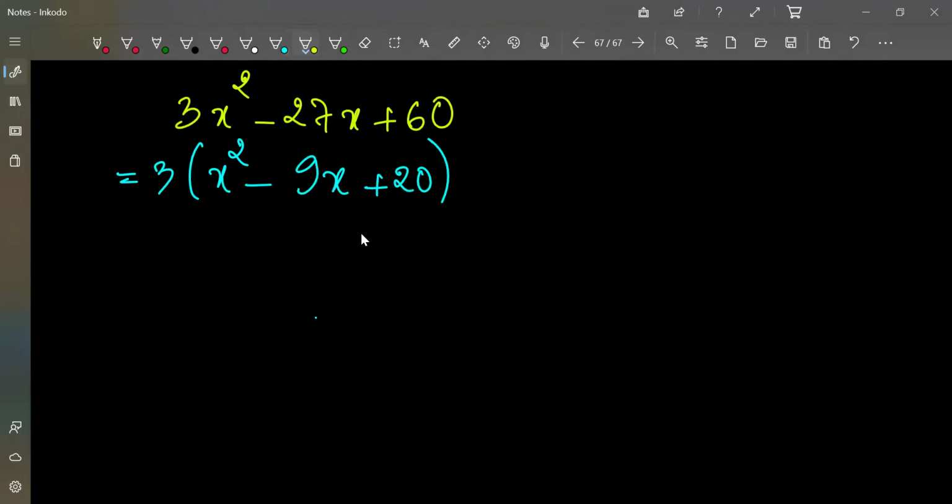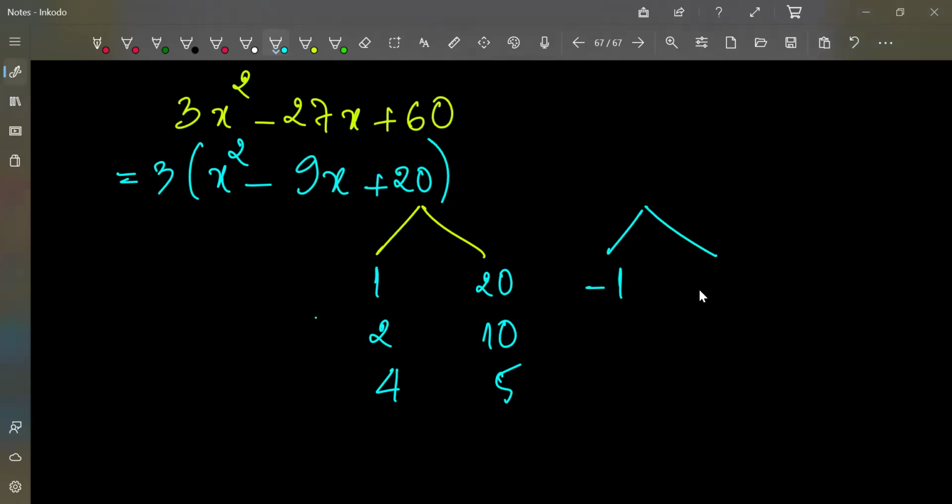After that, you need to find two numbers that multiply to 20 and add up to negative 9. So let's list the factor pairs of 20. The factor pairs of 20 are 1 and 20, 2 and 10, 4 and 5, and negative 1 and negative 20, negative 2, negative 10, negative 4, and negative 5.